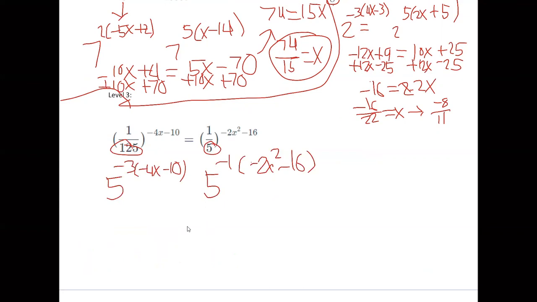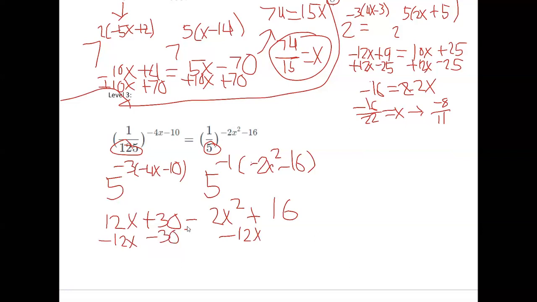But then if we just solve this, you would have 12x plus 30. And then on this side, you would have 2x squared plus 16. So you want to get everything on the same side. So I'm going to move everything to the side with the x squared part. But you would have 2x squared minus 12x minus 14.